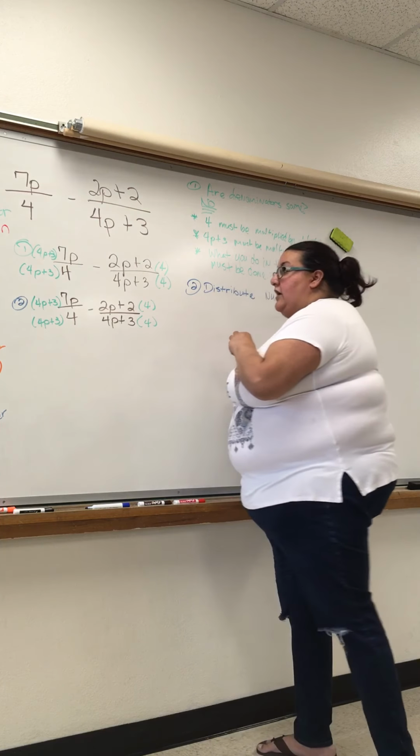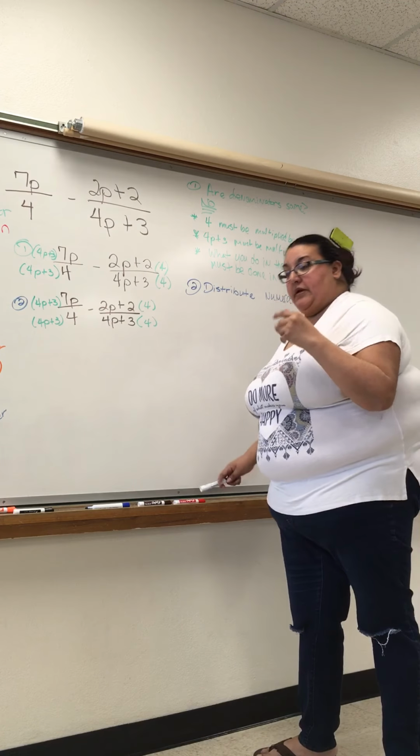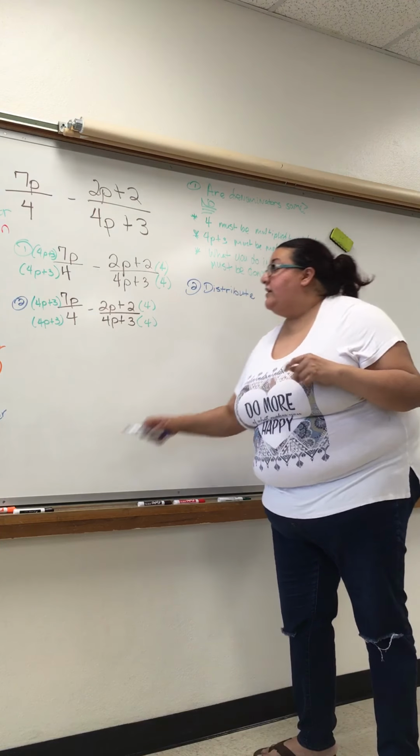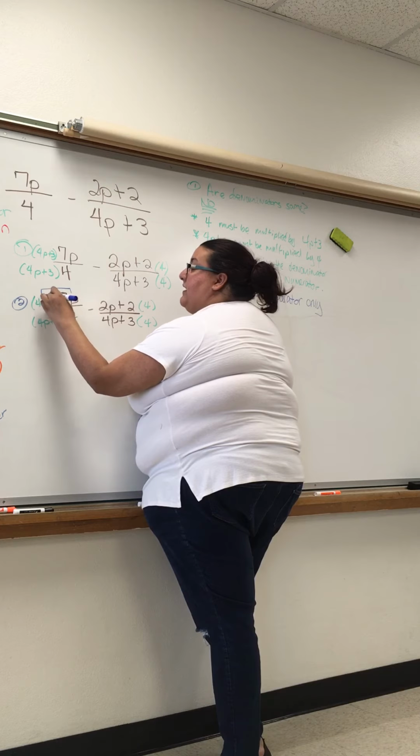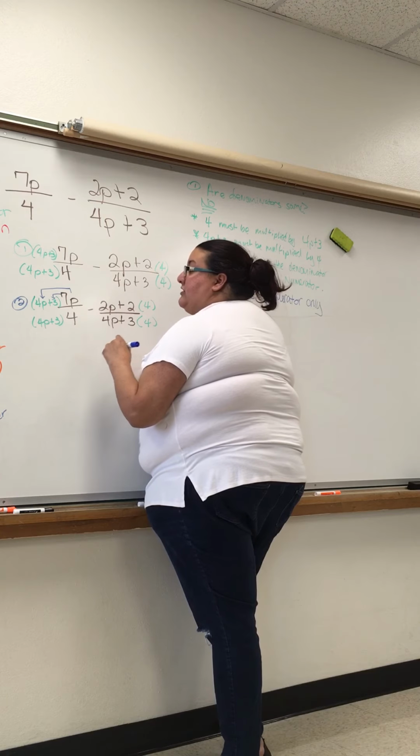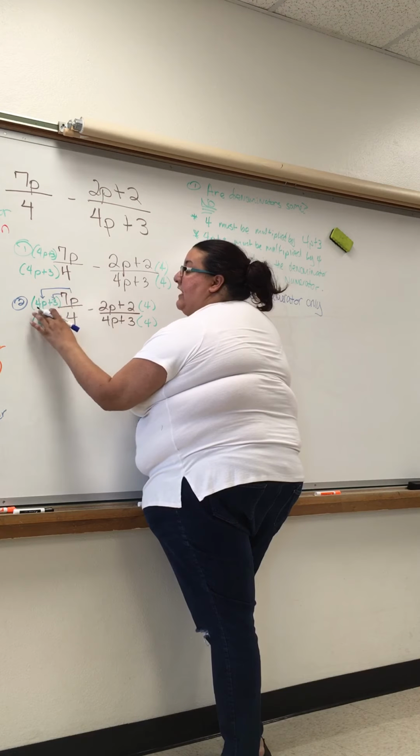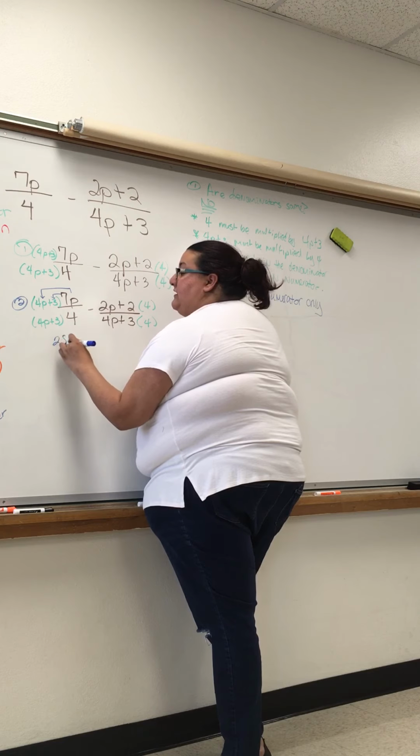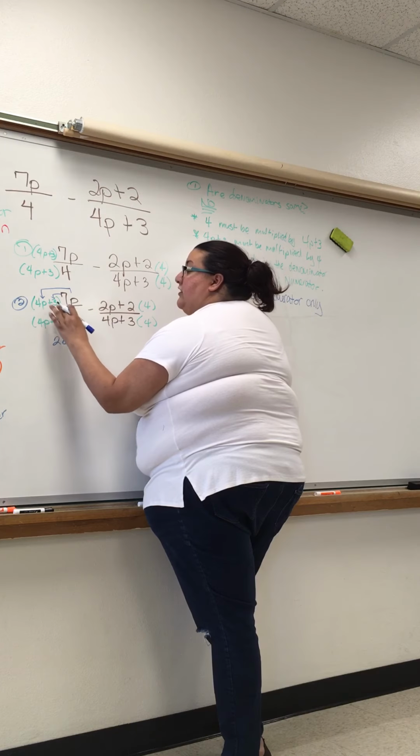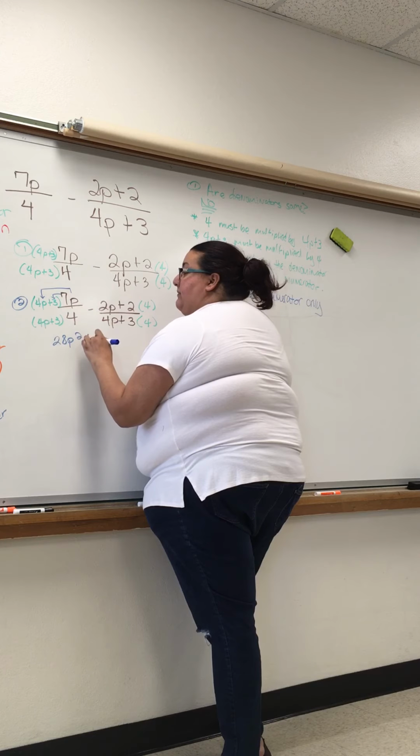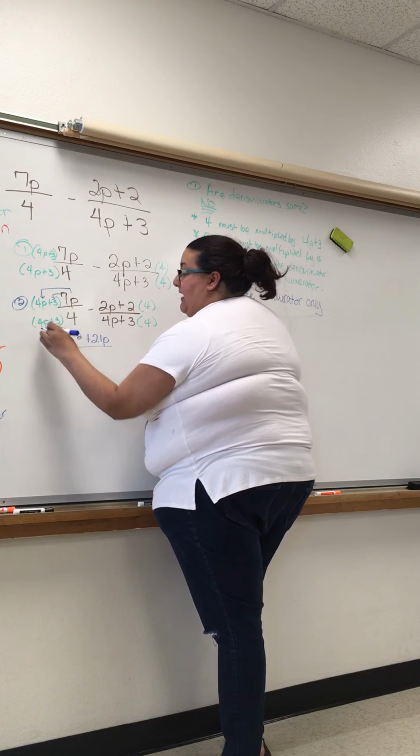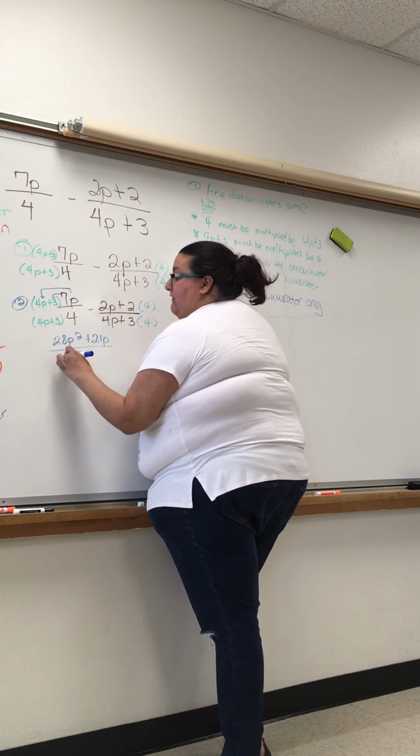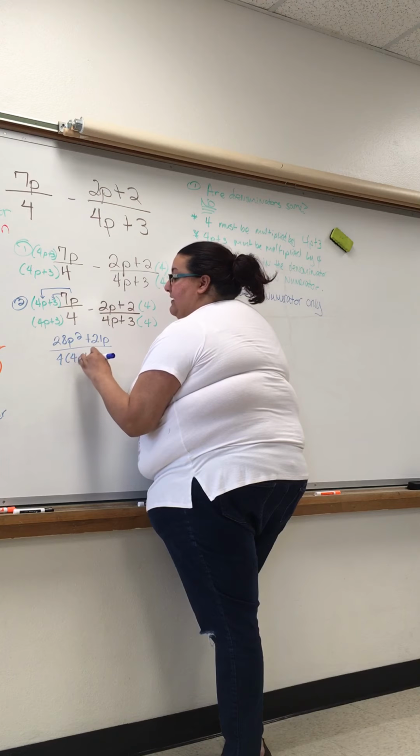Okay, so when I talk about distributing, all I'm talking about is this 7p, you need to multiply it to the 4p, and it also needs to be multiplied to the 3p. So 7p times 4p is 28p squared. 3 times 7p is plus 21p. Okay, and that's divided by, and then I'm just going to put this here, 4 times 4p plus 3.